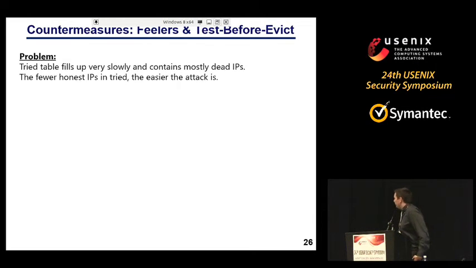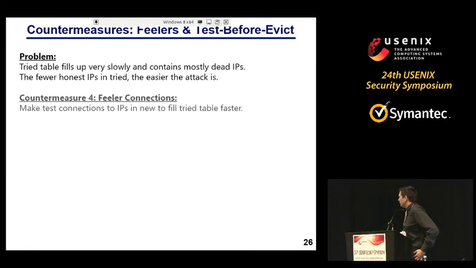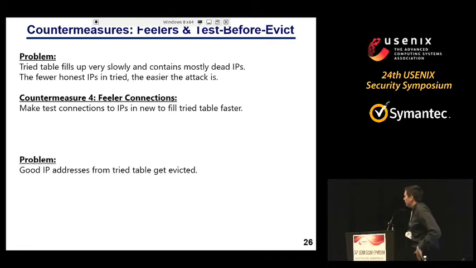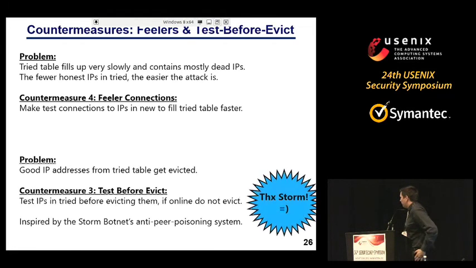An additional problem we face is that in our realistic scenario, the tried table filled up very slowly. So we have feeler connections. A feeler connection takes IPs from new, verifies that they are in fact online Bitcoin nodes, and then adds those IPs to the tried table to fill it up. Another problem is that good honest IPs are evicted from the tried table. So we have test before evict. We test IPs in the tried table. If they're online, we don't evict them. We actually borrowed this from the Storm botnet's anti-peer poisoning system.